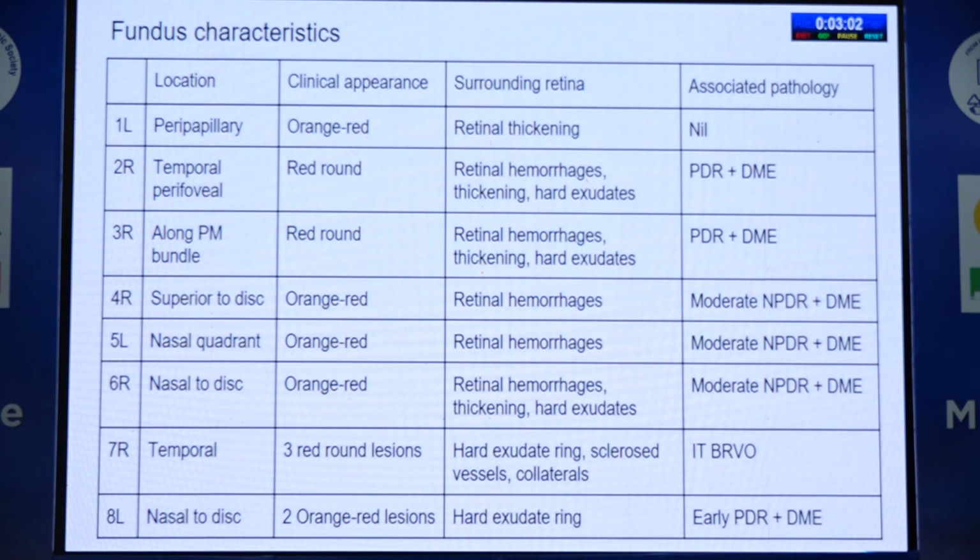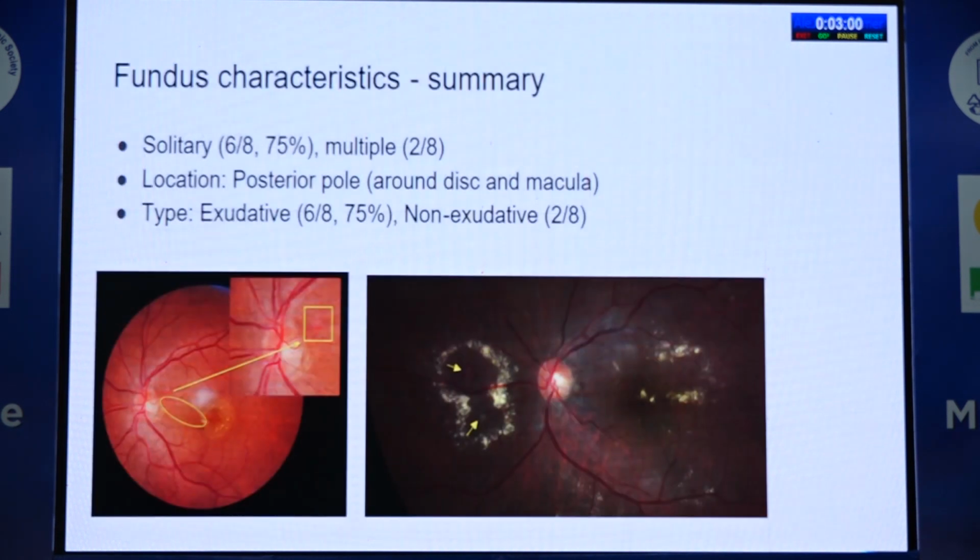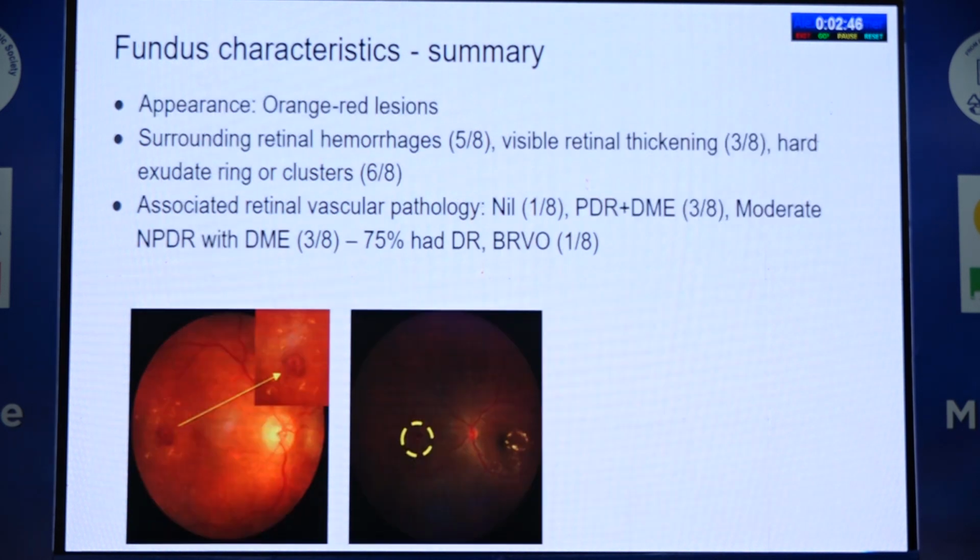These were the fundus characteristics of our patients. To summarize, they were solitary in almost 75% of the patients, and 2 patients had multiple lesions. Most of the lesions were located in the posterior pole, around the disc and macula. They were exudative in almost 75% of the patients and non-exudative in 2.